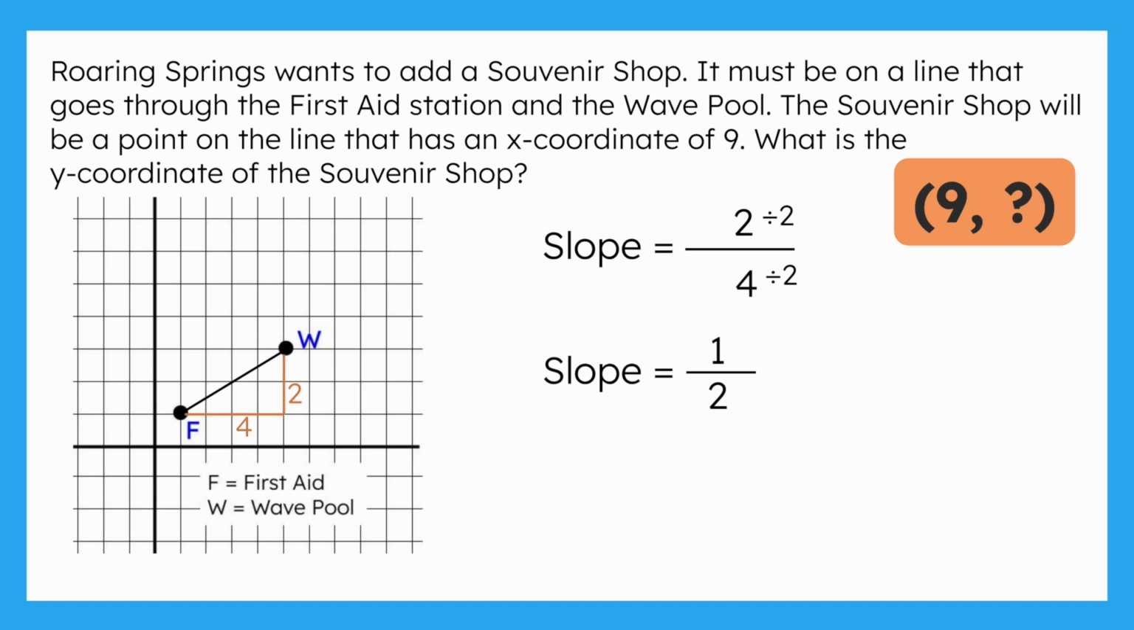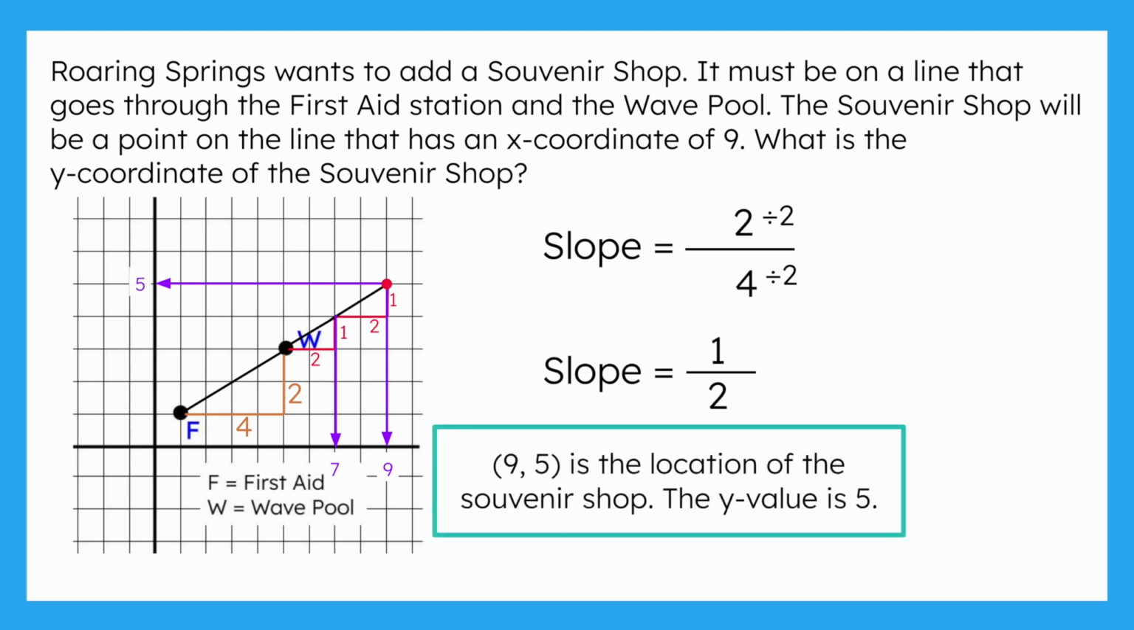Let's start drawing. That slope triangle gets us to an x-coordinate of 7, so we need to keep going. Draw another, and we land on the x value of 9. Following the line over to the y-axis, we can determine the y value is 5. The y value for the souvenir shop is 5.